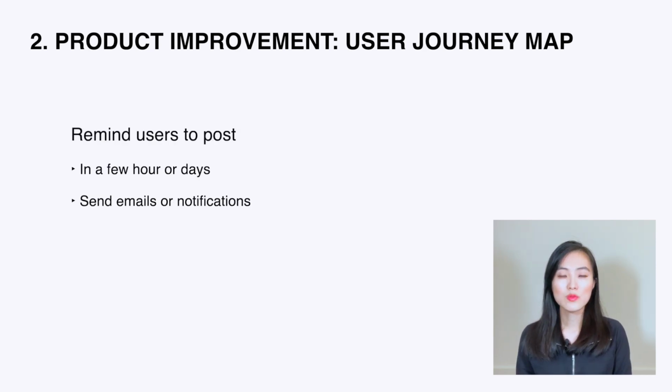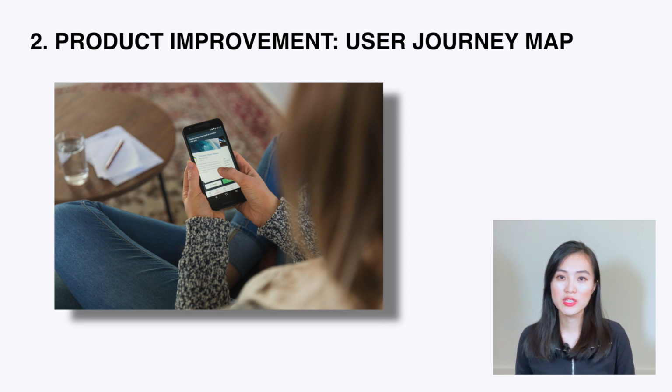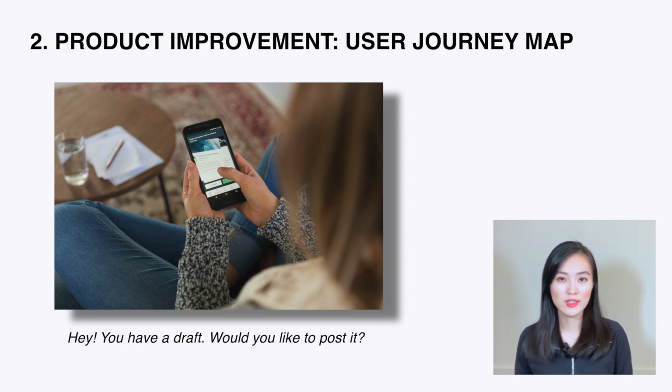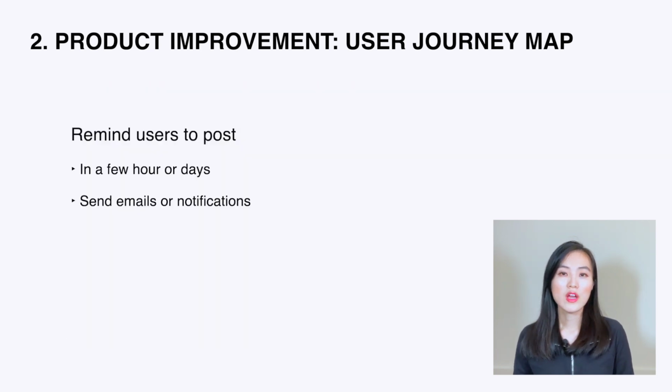To encourage them to post, we could remind them in a few hours or in a few days by sending an email or notification saying that, hey, you have a draft, would you like to post it directly? Then they can just click a button to post it. We can also provide the option for more edits. Say something like, would you like to continue editing? And then provide the link back to the draft.